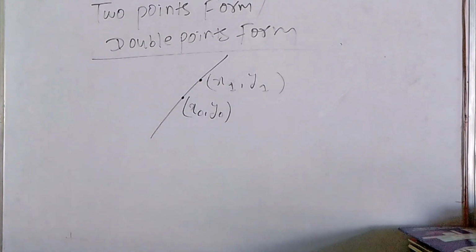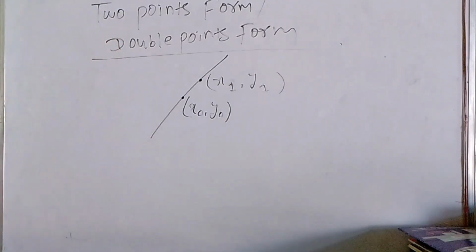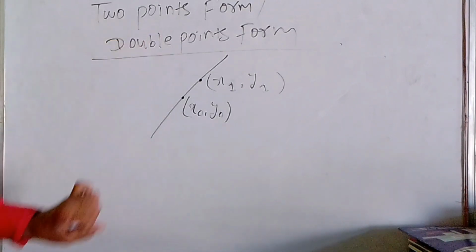Did you get it? So let's pay attention. These two points are known. How do you derive this equation? Tell me. First of all, give me some time to come up with this. I'll take m. You derive m using these two points.